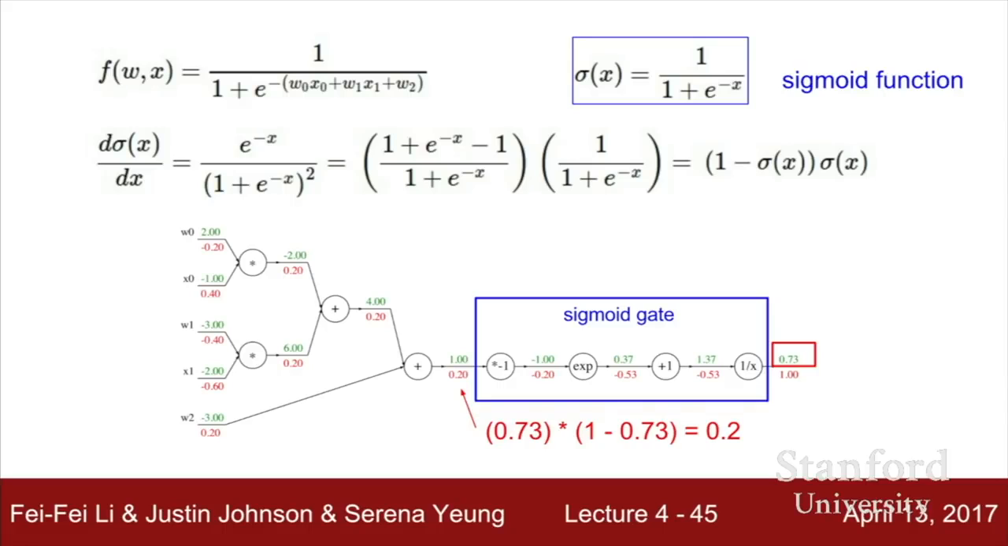1 minus sigmoid of x times the sigmoid of x. So if we plug this in, and here we know that the value of sigmoid of x was 0.73, we'll see that the value of this gradient is equal to 0.2. Right, and so the value of this local gradient is 0.2. We multiply it by the upstream gradient, which is 1. And we're going to get out exactly the same value of the gradient with respect to before the sigmoid gate as if we broke it down into all of the smaller computations.